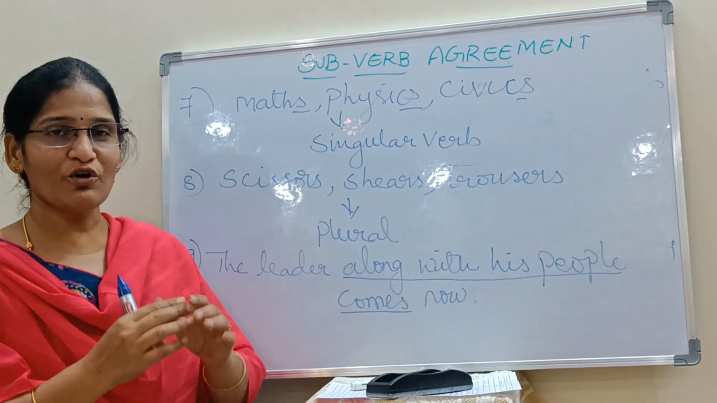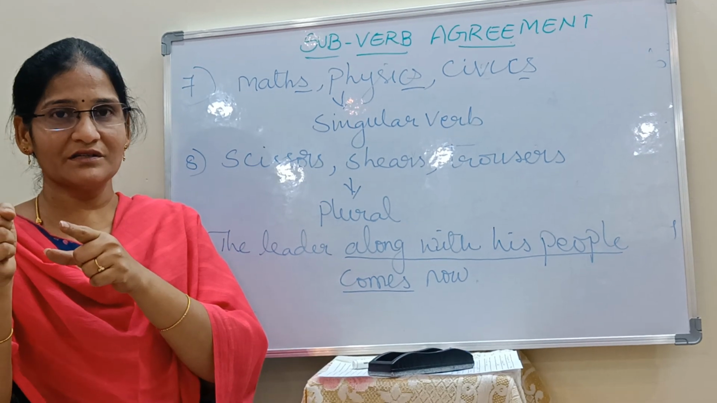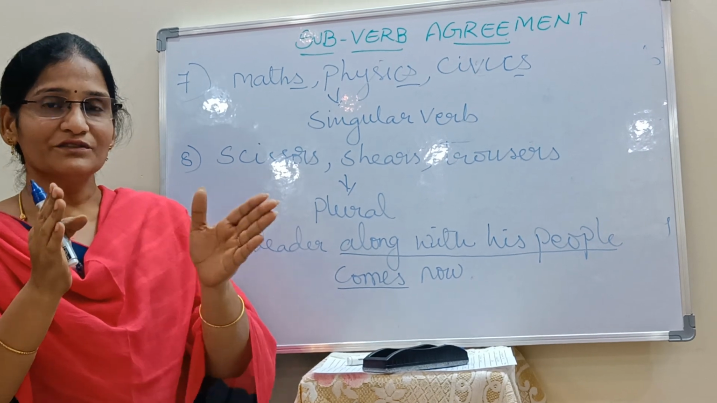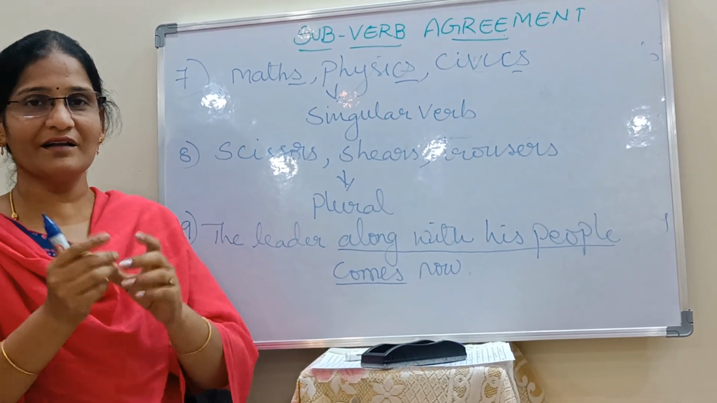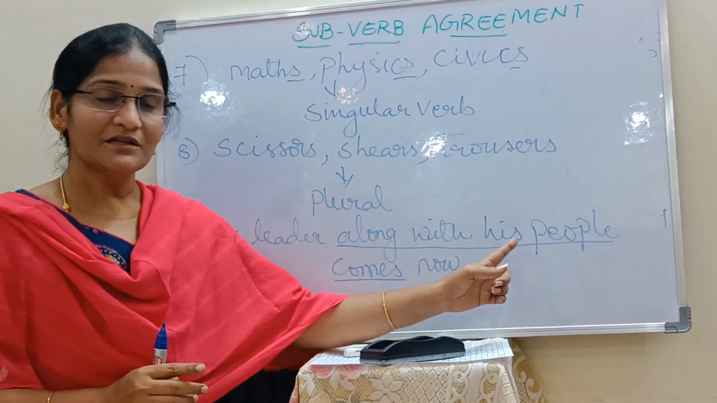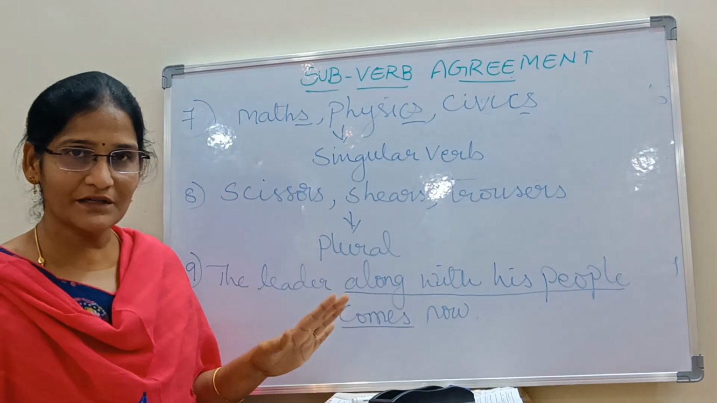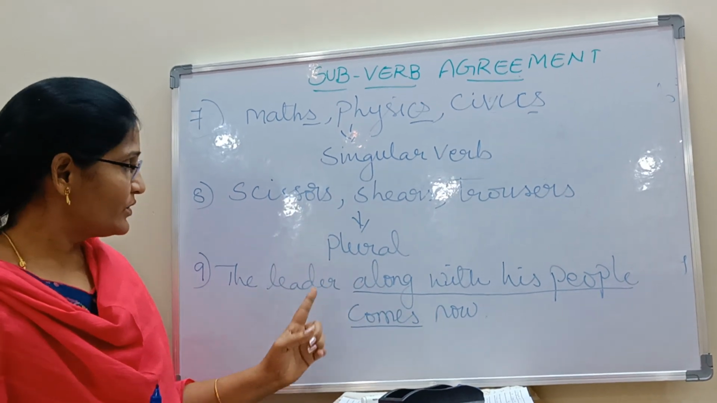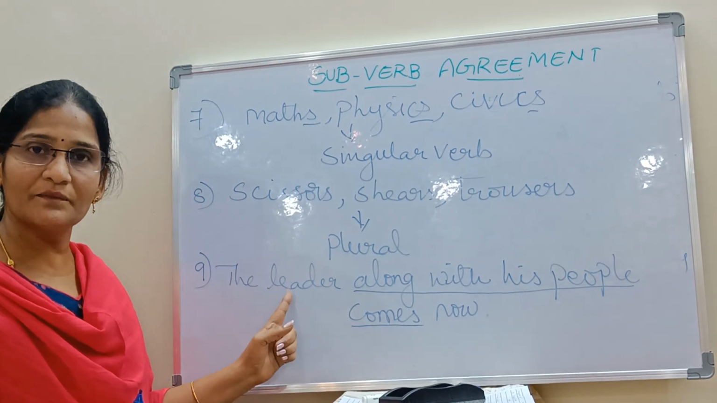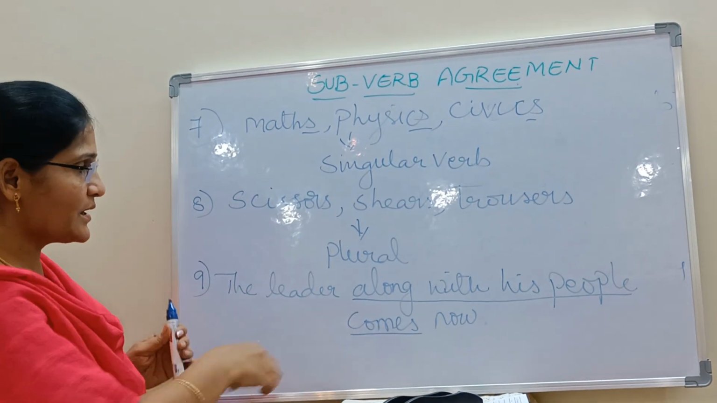The book with all the chapters is boring. The book with all the chapters or the book with all the sections is boring. So here we use the singular. We do not consider the noun which is in the phrase that comes in between the verb and the subject. Only the subject matters. If the subject is singular, use singular. If the subject is plural, use plural. Do not consider the phrase which comes between.